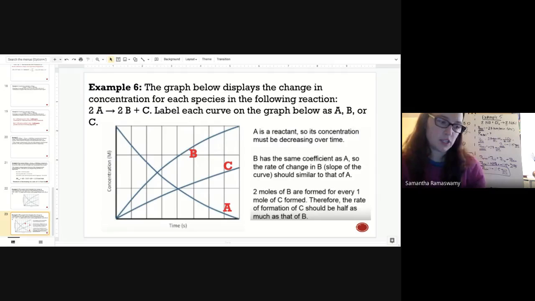So this again is just looking at labeling your reactants and your products on a graph, but it's also thinking about the rates. A and B have the same rate because they have the same coefficient. C has a different coefficient, so it's going to have a different rate. And because its coefficient is half that of the other ones, its rate will be half of the other ones.